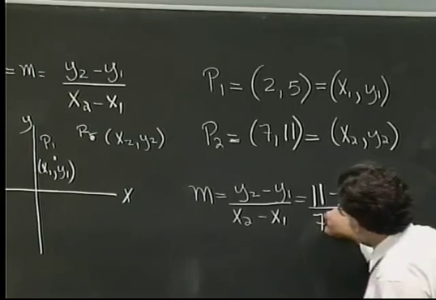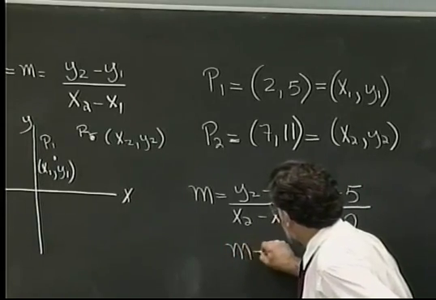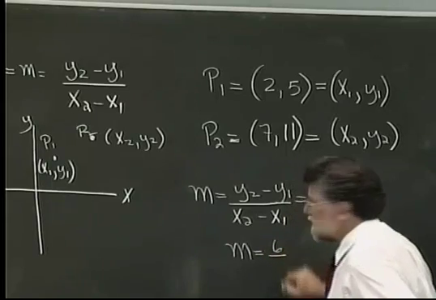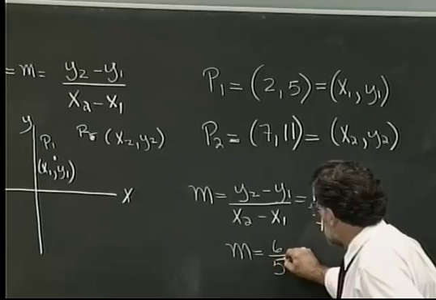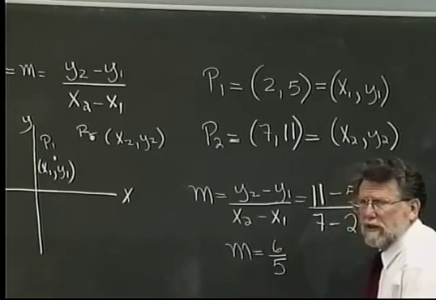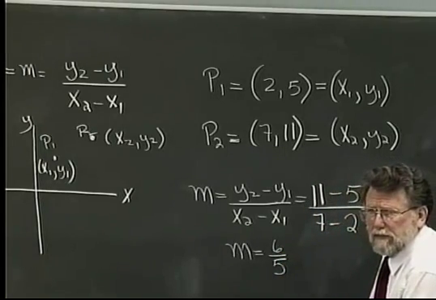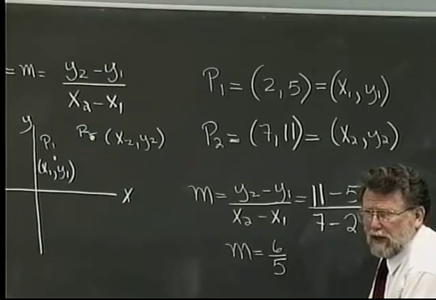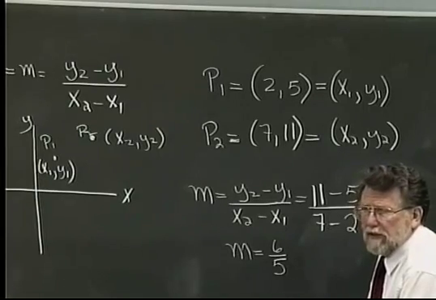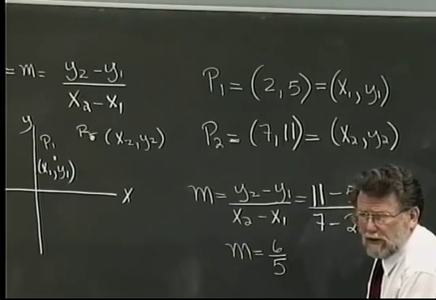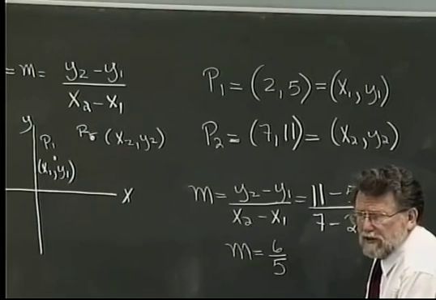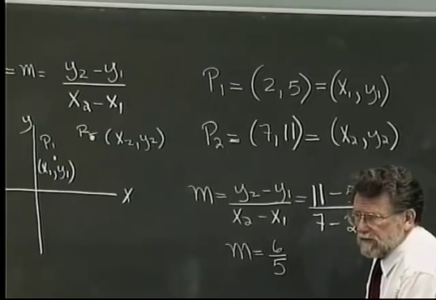If I look now, I have 11 minus 5, so my numerator is going to be 6, and I have a 7 minus 2, so I'm going to have a 5, so my slope is 6 over 5. Now that's the process. I expected you to plot the 2 points in question, write the equation for the slope, substitute, and find the answer.